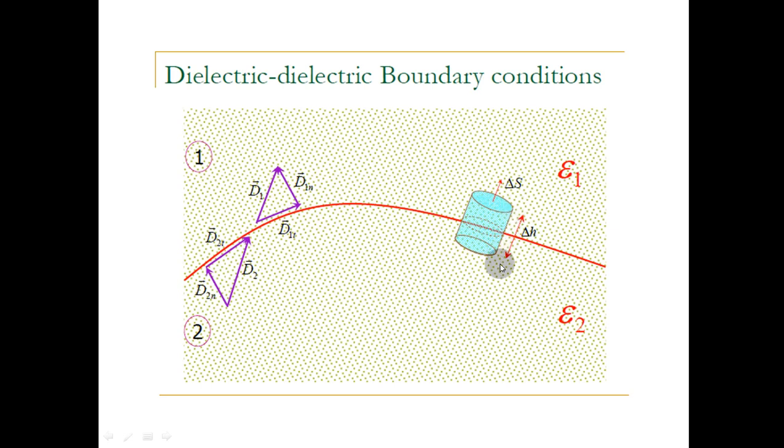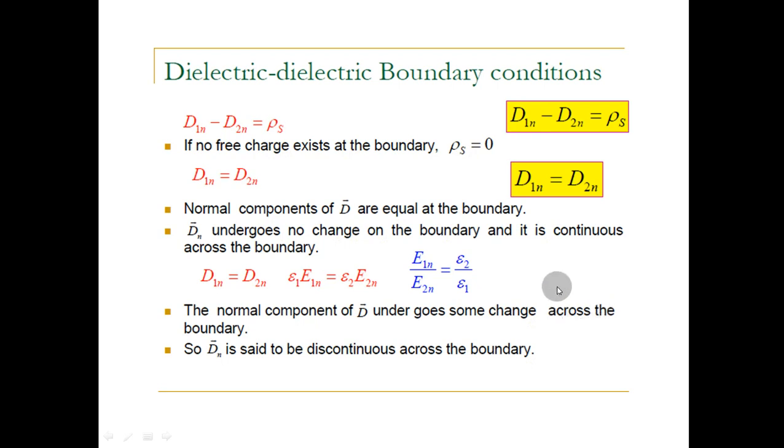And in this case the del H will tend to 0. Okay, so we have specific surface area in the boundary condition. Okay, so let's go to the next slide. So the boundary condition that we have concluded from all this explanation is that in case of dielectric boundary condition, we have D1n minus D2n is equal to rho s if no free charge exists at the boundary.